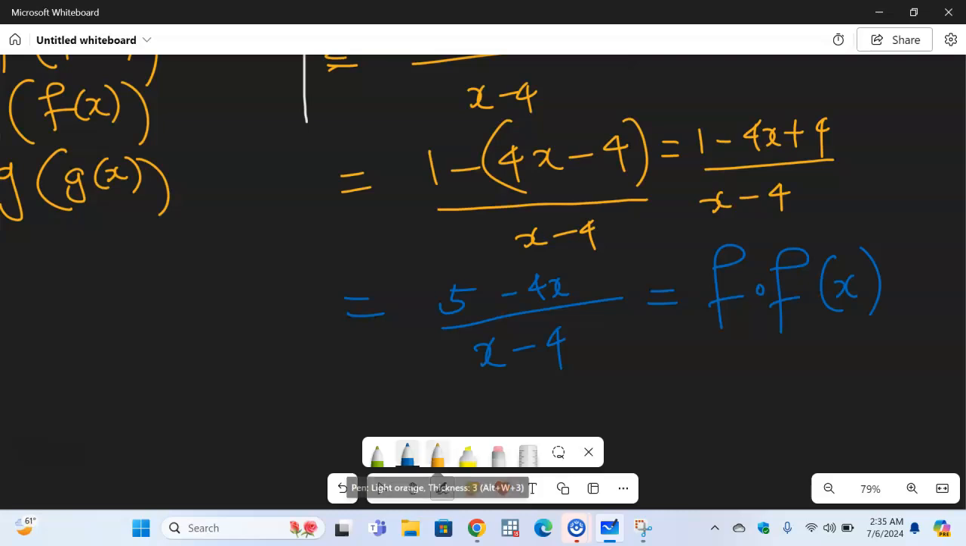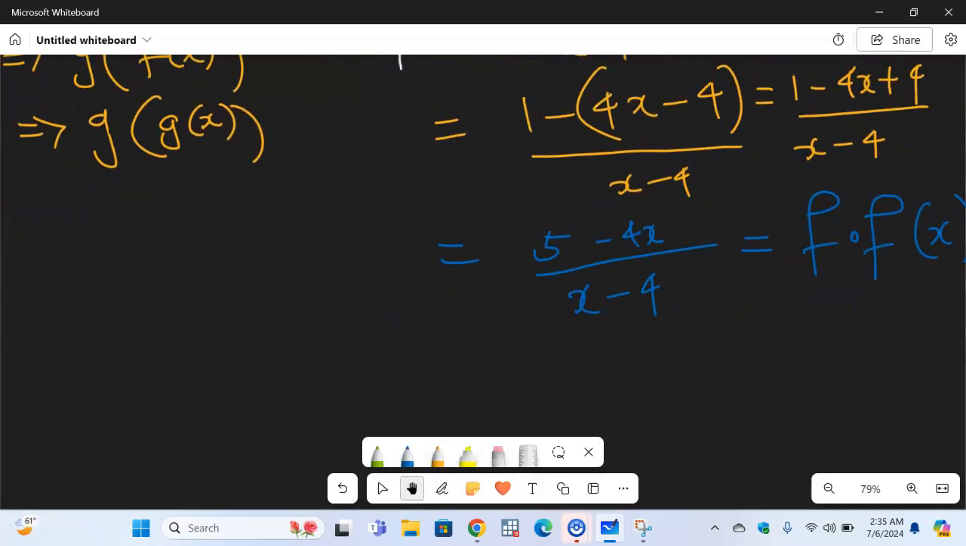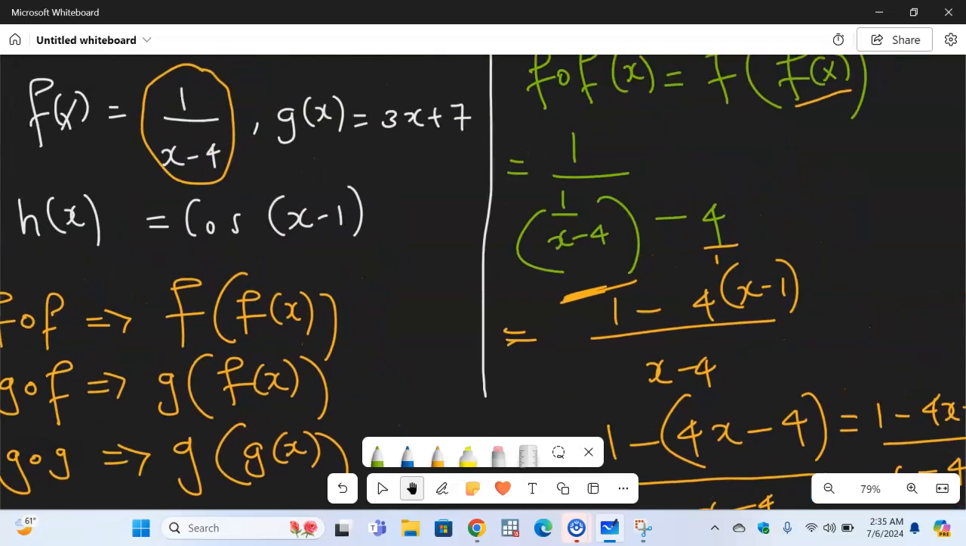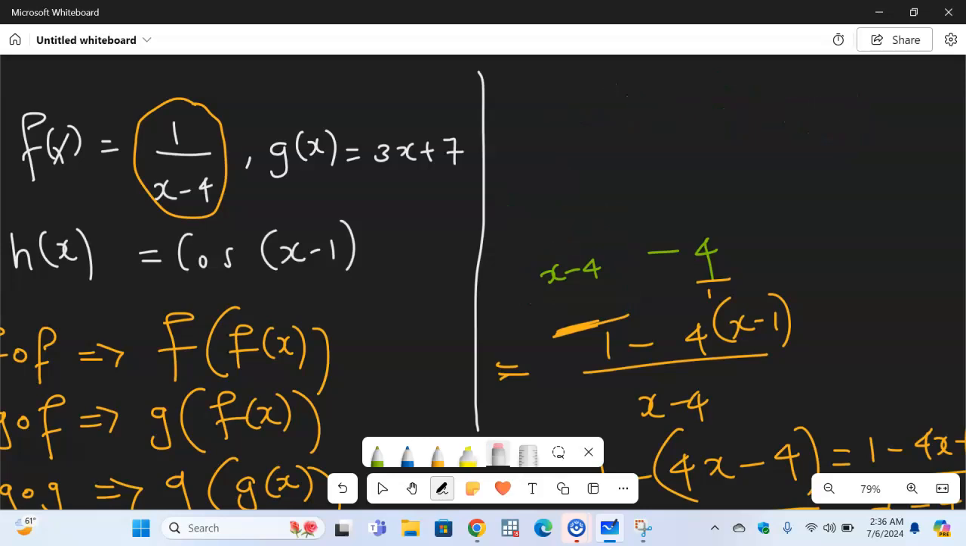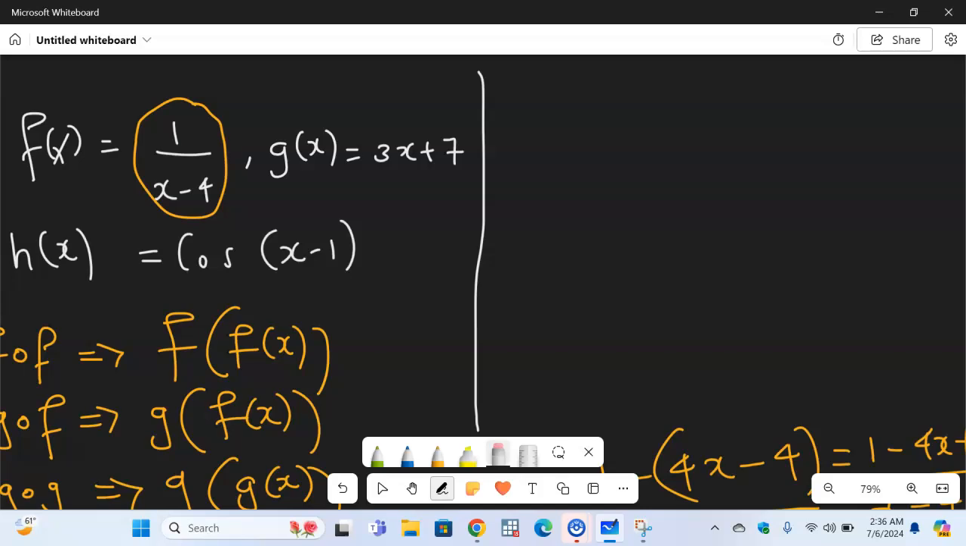So let's proceed. We are supposed to find again, let's see if we can find f of g. See if we can find f of g. So f of g, we change into a different pen.